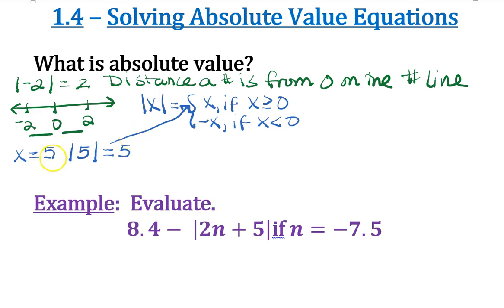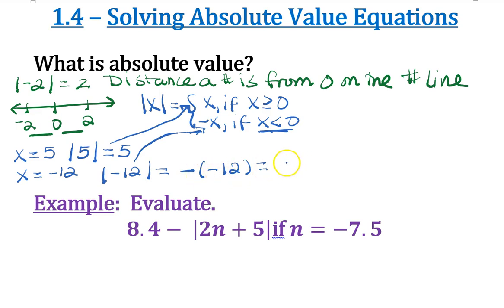Now, if my x value is equal to -12, then we would be taking the absolute value of -12, and this value for x is now going to fit the second layer of this definition because x is smaller than 0. So if x is smaller than 0, the definition says that we take the opposite of the number inside the absolute value sign in order to identify the absolute value. So the opposite of -12 is +12.